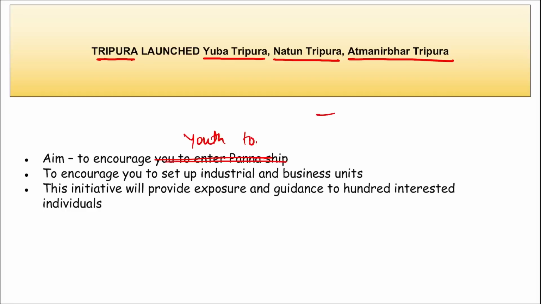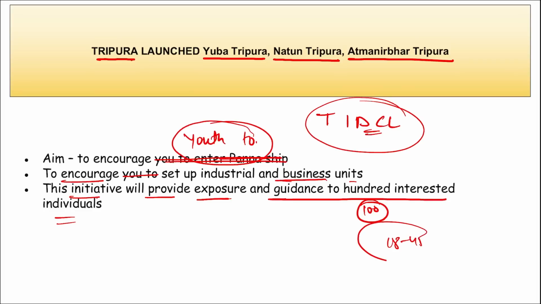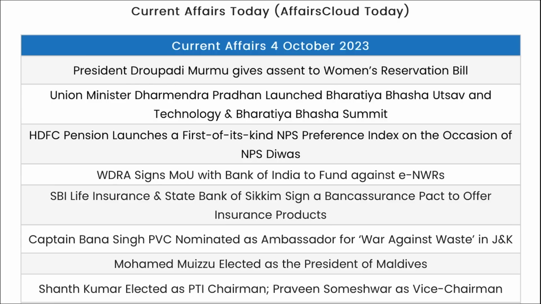It is an initiative of Tripura Industrial Development Corporation Limited, and it was to encourage youth to take part in entrepreneurship. This will encourage youth to set up industrial and business units, and this initiative will provide exposure and guidance to 100 interested individuals between the age of 18 to 45 years, correct? So this was launched by Tripura, that is Yuba Tripura, Natun Tripura, Atmanirbhar Tripura. So friends, these were your important current affairs for the day.